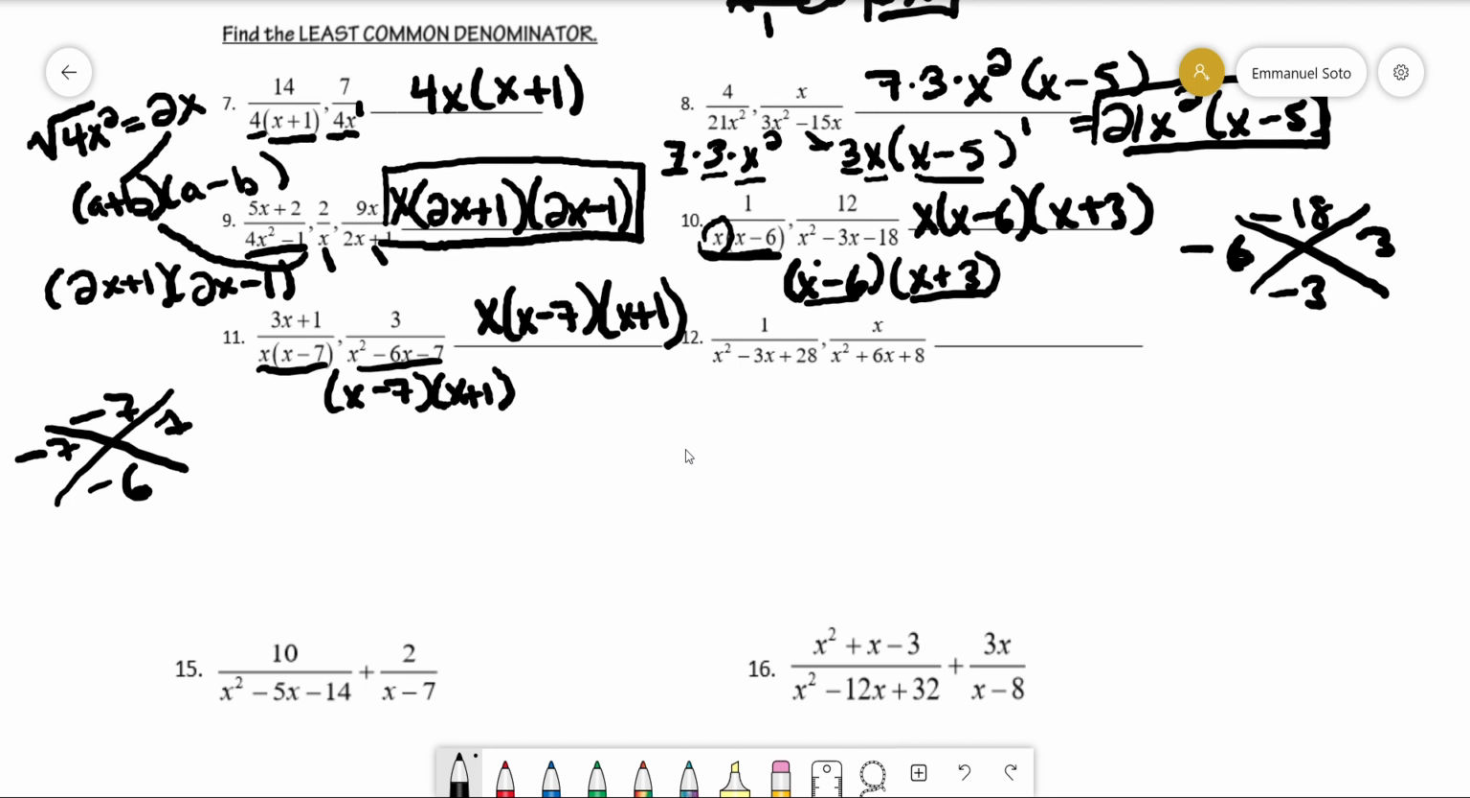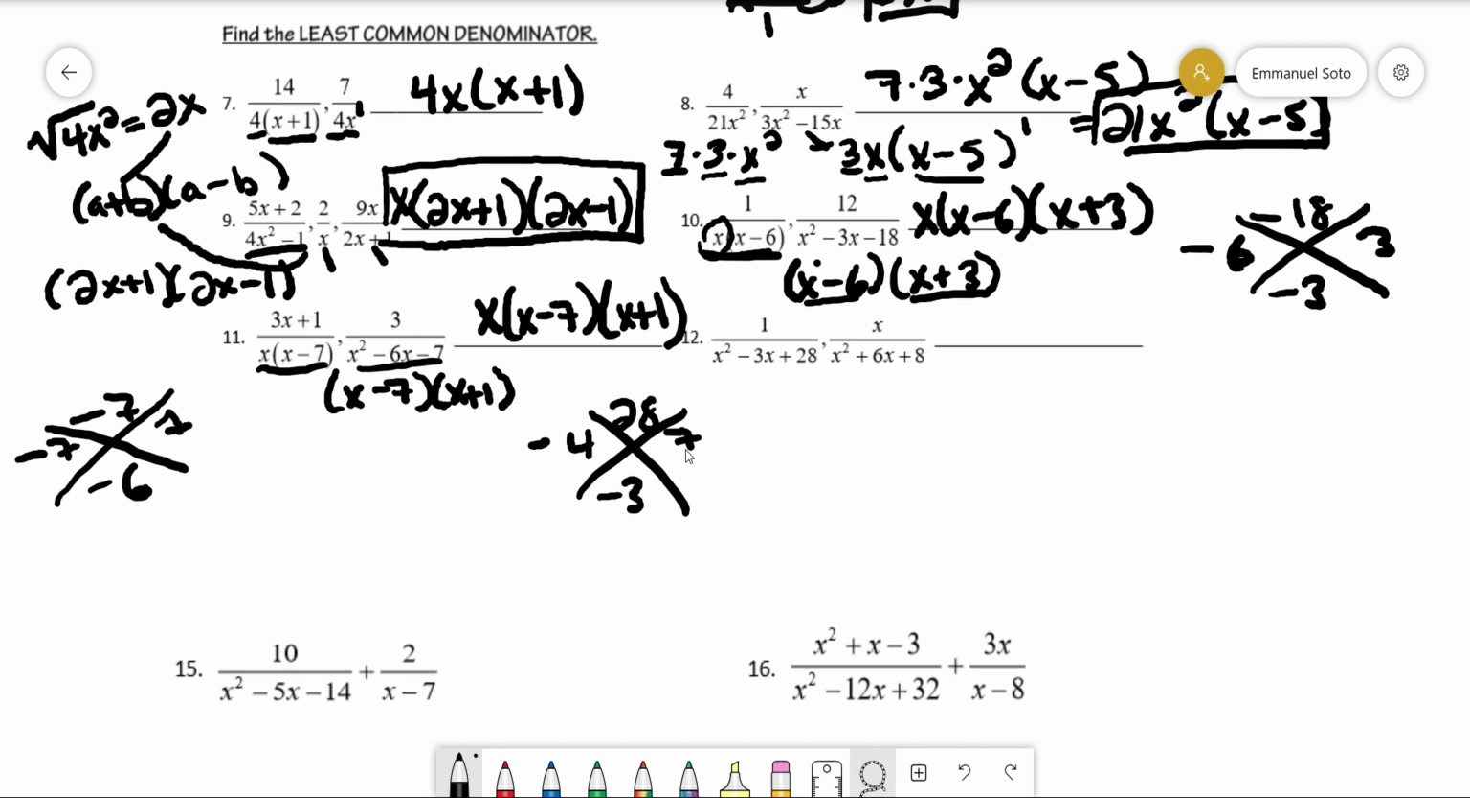Alright, so number 12, we got to factor this twice. We got two different things that we got to factor. So factors of 28 that add up to negative 3. Let's see here. 2 and 14, that doesn't work. 4 and 7, 4 times 7. It'd have to be negative 4. Actually, this doesn't work at all.